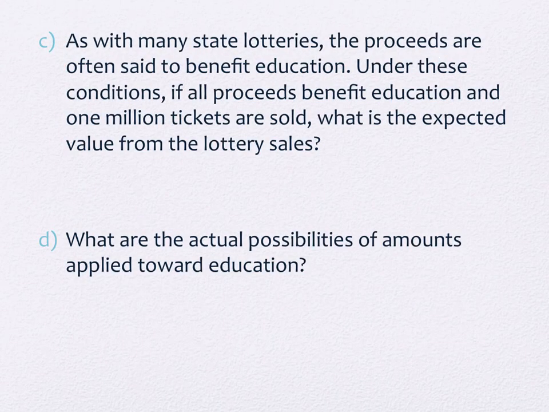Okay? Here's the kicker, though. Lotteries are often said to benefit education. Nod your head if you've heard that before. Y'all are in education. You should have heard that before somewhere. When everybody tries to set up lotteries, they always talk about it benefiting somebody, and it's almost always education that they say benefits. Under these conditions, if all of the proceeds benefited education and 1 million tickets were sold, what is the expected value from the lottery sales?